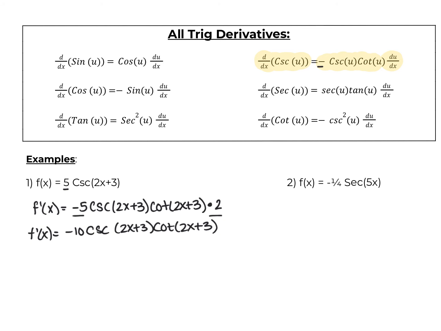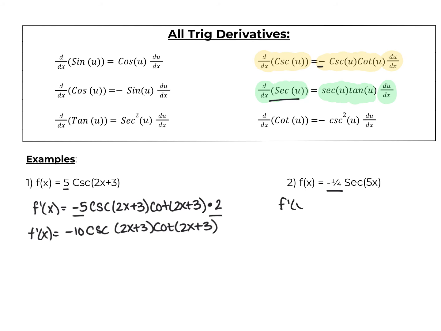So now we're here. The derivative of secant of u is secant tan times du over dx, which means the derivative of the inside. So since I have the derivative of negative 1/4, and this is a positive, all we're going to do is just negate the answer.